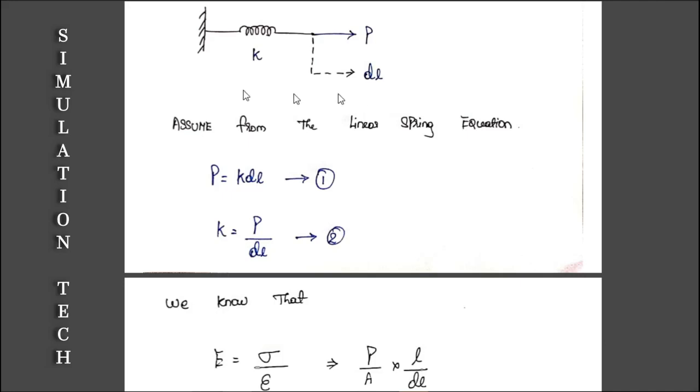So K is the spring coefficient constant, right? So K is equal to P divided by DL. I need to find the K value, so I will move those values from here to here, and I get back to here, and I get the value of K. So this is equation 1 and this is equation 2, right.